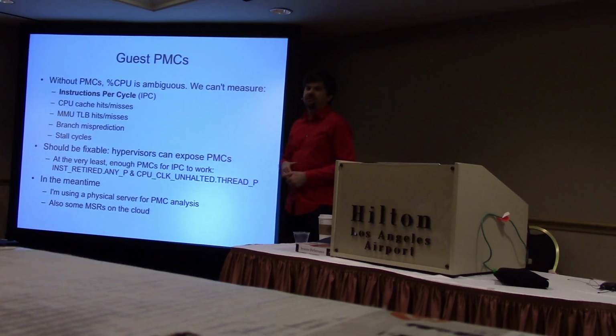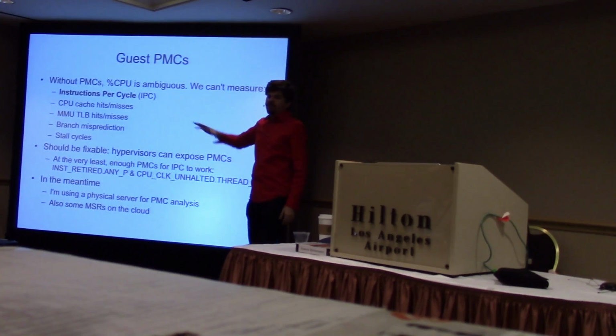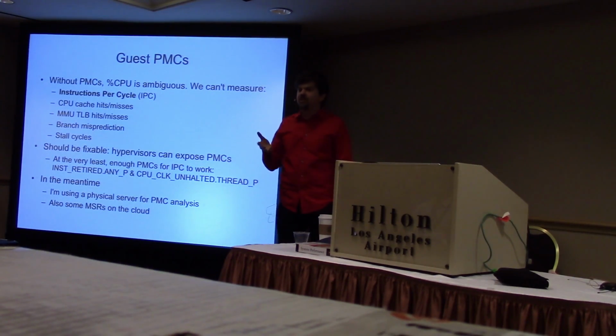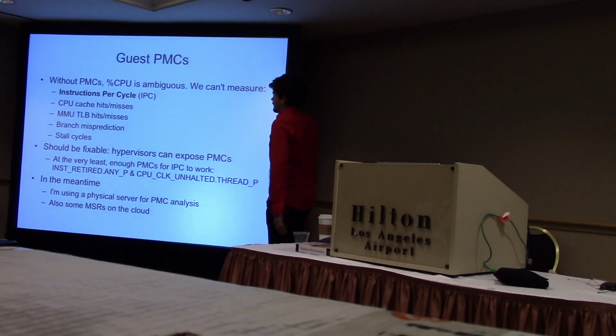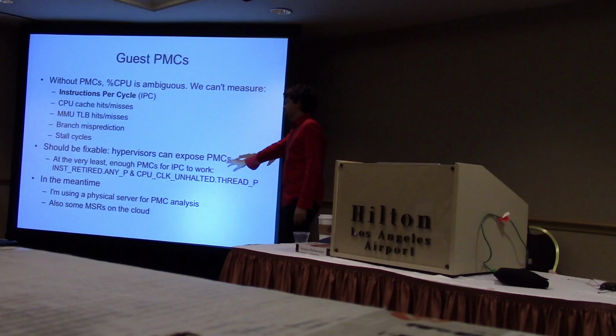We know how it's changing over time. But we're missing the last bits. We're missing what the cycles are actually doing. What's the instruction per cycle, which is a great metric for understanding how effective the CPUs are? Cache hits and misses and so on. It should be fixable.